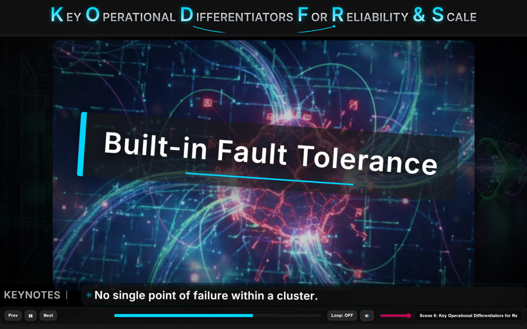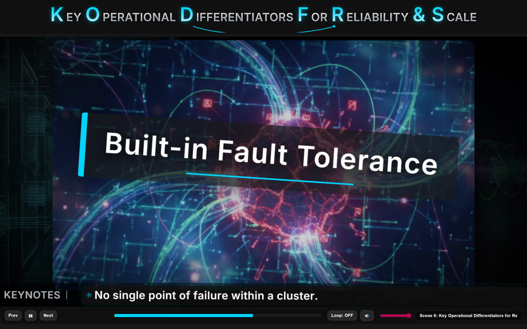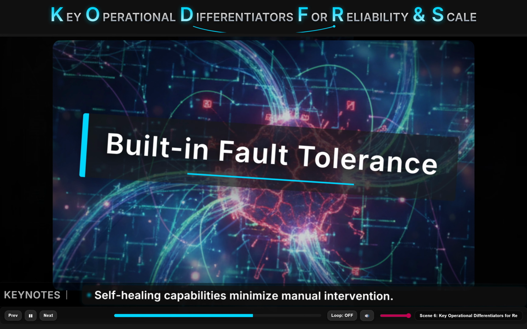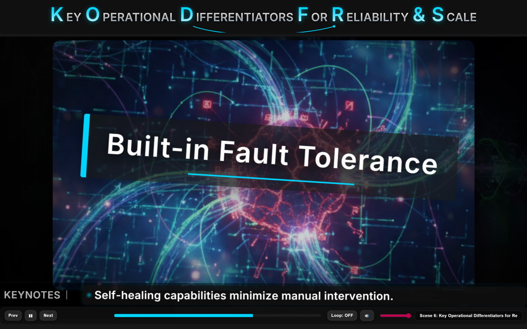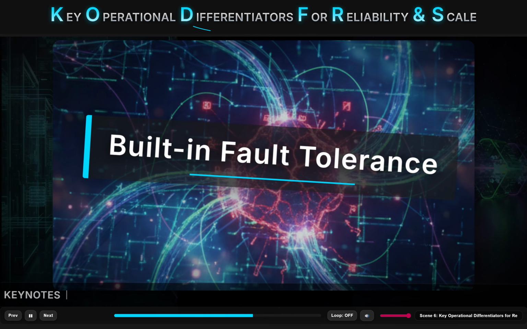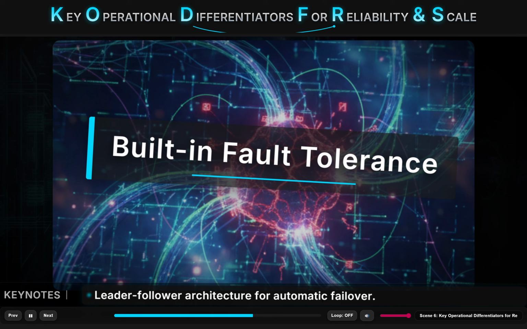Second, Kafka offers built-in fault tolerance. This isn't an afterthought. It's fundamental. Kafka clusters are designed to operate continuously, even if individual machines fail. Brokers constantly monitor each other. If one goes down, replicas step in seamlessly. The system automatically rebalances, minimizing disruption.